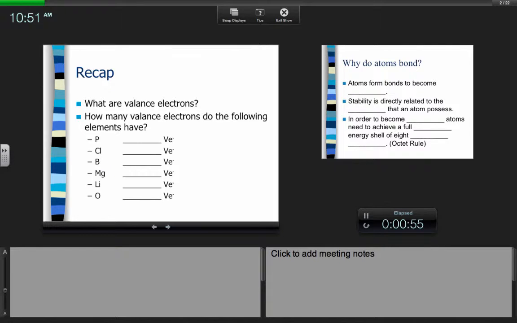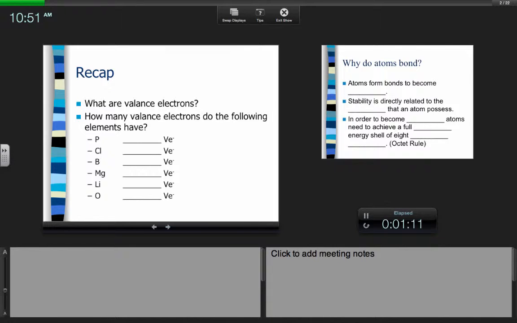What are valence electrons? I'm working through this bullet point by bullet point. They are the electrons in the outermost shell. That is in your notes.